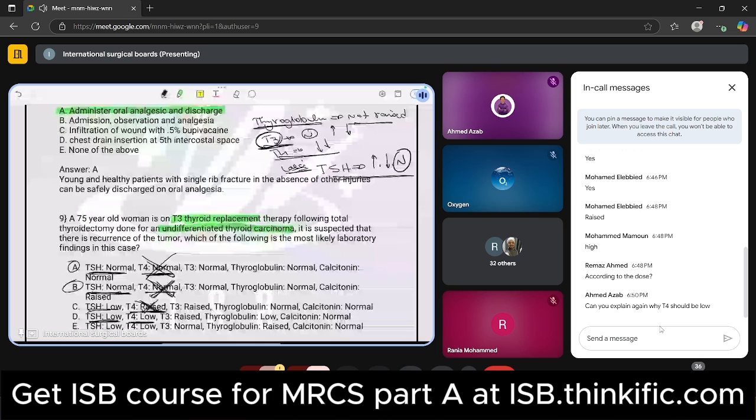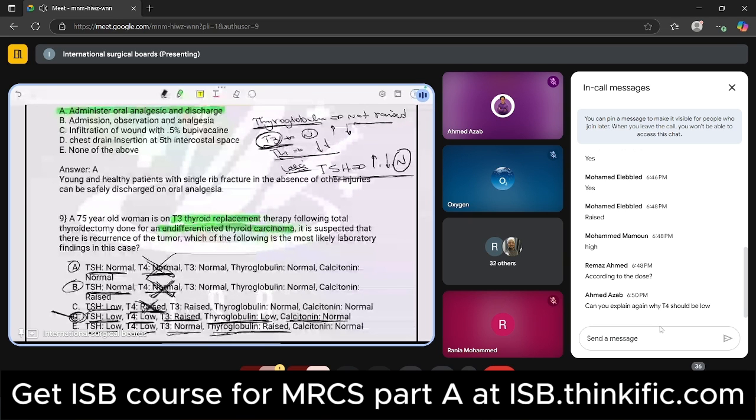Let's see, option E is saying TSH low, T4 low, T3 normal. Up to this point, it's fitting. But here they said thyroglobulin raised. It's not fitting, right? We said that. We've established that undifferentiated cancers do not produce thyroglobulin. So option D is the correct one.